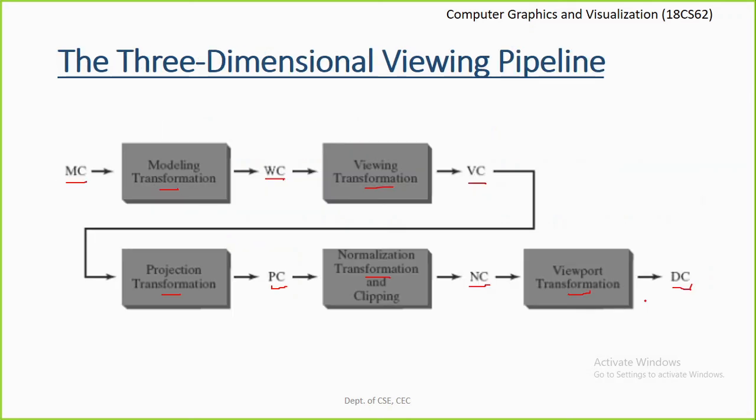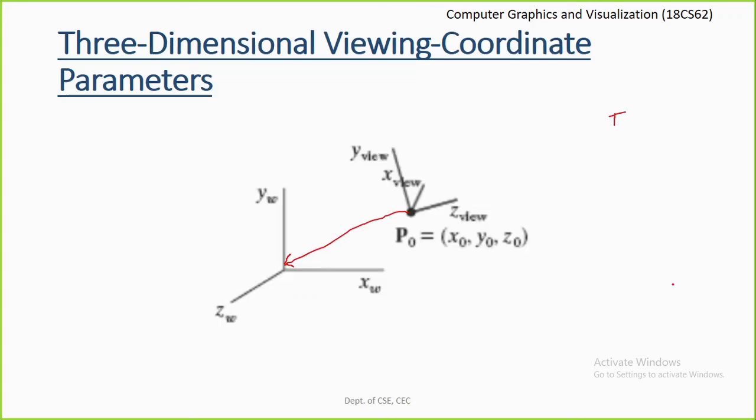Then we understood the three-dimensional viewing pipeline. Initially the modeling coordinates are converted to the world coordinates, which are converted to the viewing coordinates. From the viewing coordinates we apply the projection transformation to convert to the projection coordinates, which are then transformed to the normalized coordinates, and ultimately to the device coordinates. These are the sequence of steps we discussed in the three-dimensional viewing pipeline.